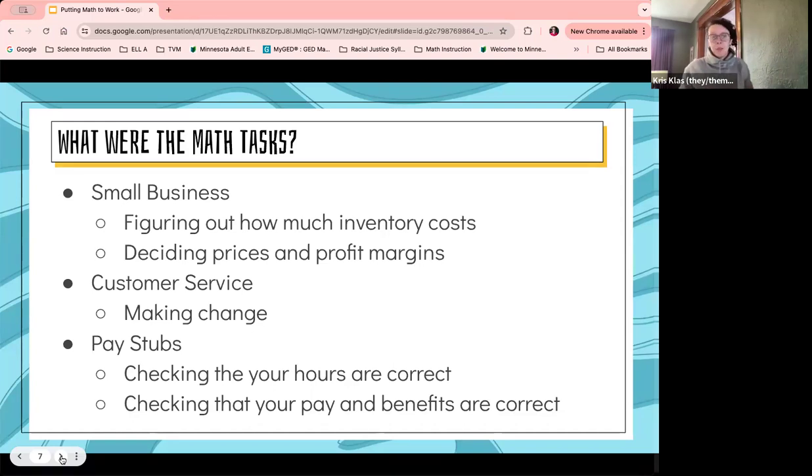And then again, pay stubs, checking your hours are correct, that your pay and benefits are correct. And I think there's maybe people who work with students in preparing to be interpreters. I was also thinking about invoicing and being able to put together an invoice for the correct number of hours and things like that.